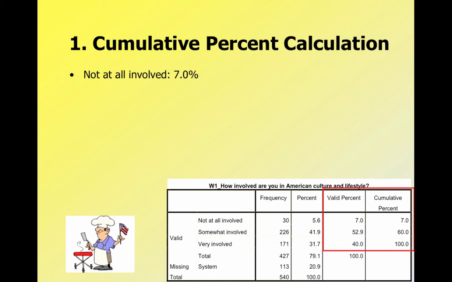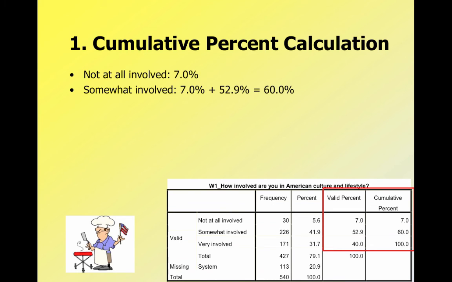When we're calculating the cumulative percent for somewhat involved, we're really asking how many people, in terms of how involved they are in American culture and lifestyle, made up people who were not at all involved or somewhat involved. We're just going to add the 7% of not at all involved plus the 52.9% of people who said that they were somewhat involved, add those two to give us 60% of people who are not at all involved or somewhat involved.